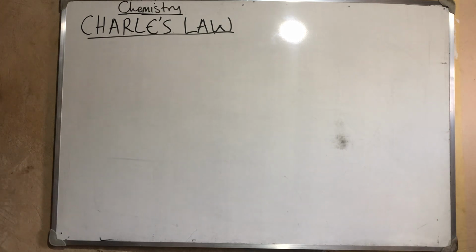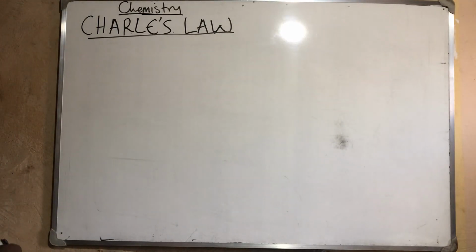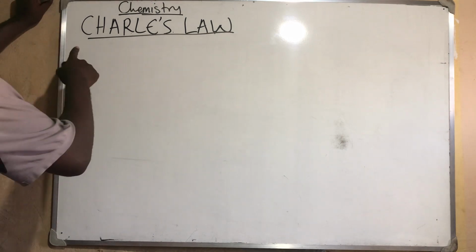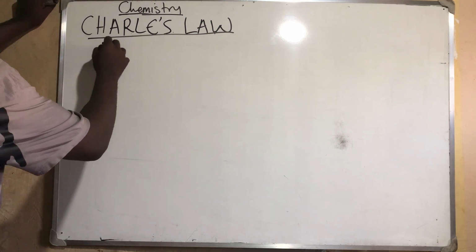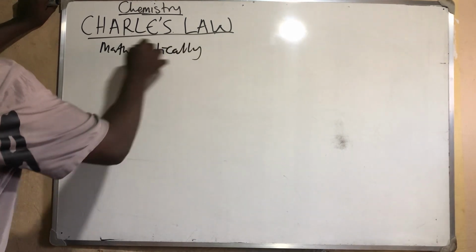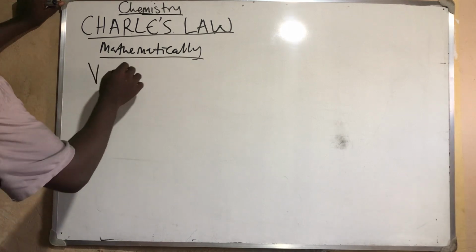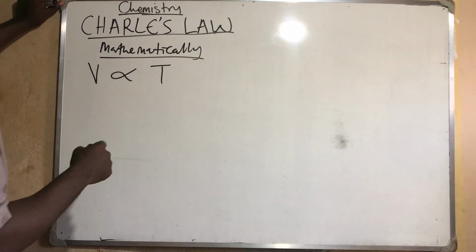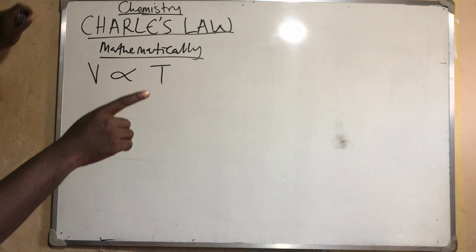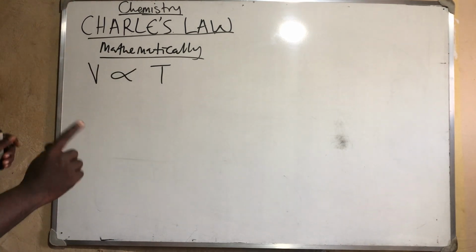This means that when the volume of a given mass of gas increases, the temperature increases as well. Then if it decreases, the temperature decreases. So let us represent it mathematically. Mathematically, we say that the volume of a given mass of gas is directly proportional to temperature, provided that the pressure and number of moles remain constant.